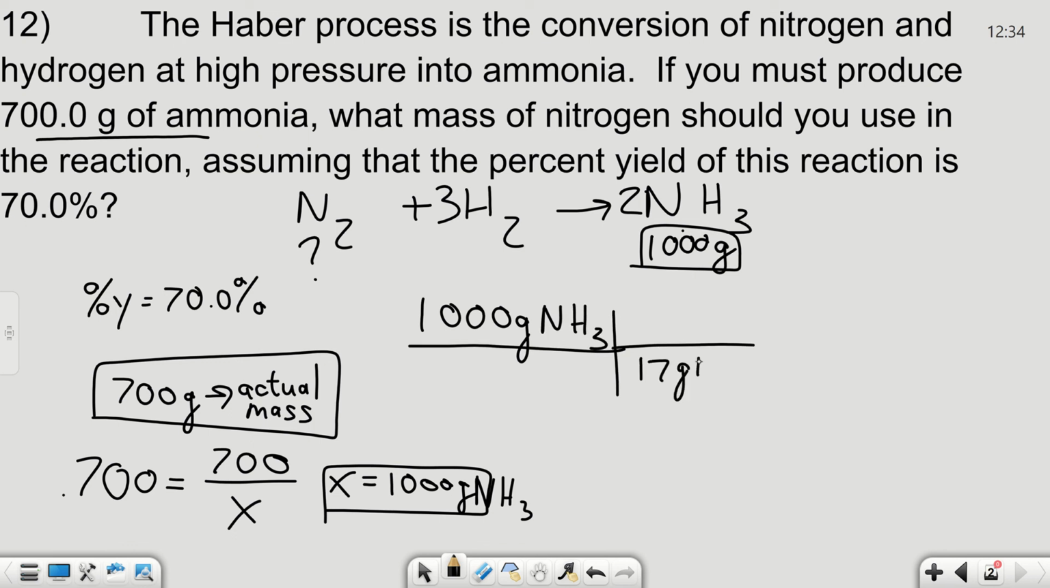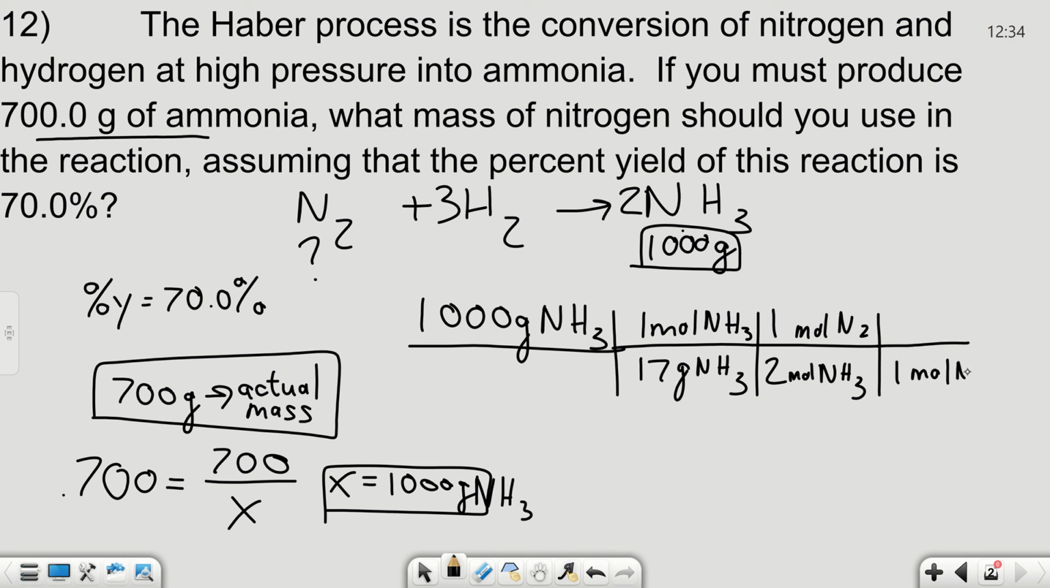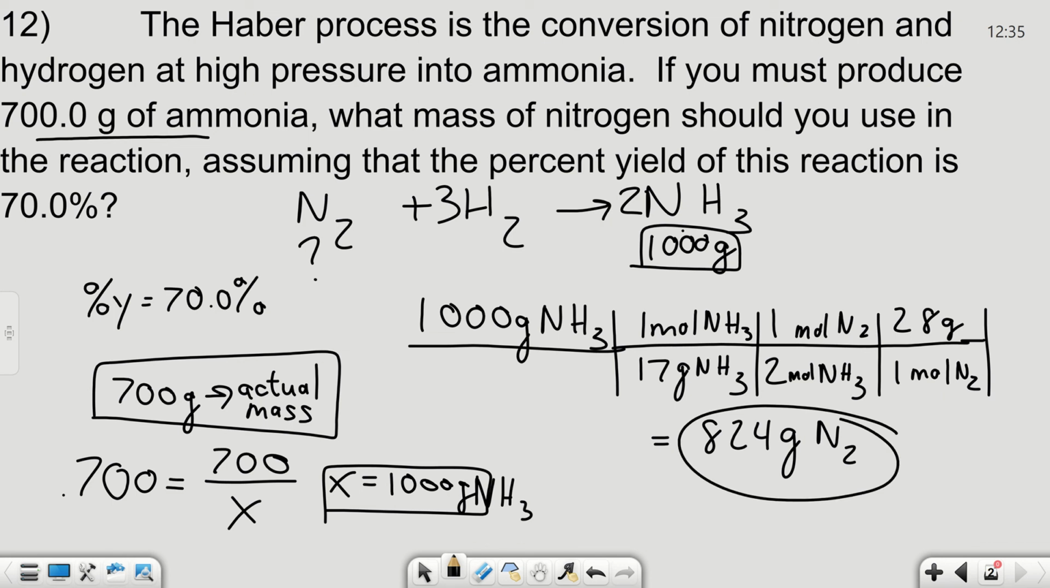So this is 17 grams of NH3, 1 mole of NH3. I'm going to come from moles of NH3, go 2 moles of nitrogen. So this is 2 for NH3 and 1 for nitrogen. And then 1 mole of nitrogen is essentially 28 grams per mole. So what does that all equal in the end? That will equal 824 grams of N2. That is my answer.